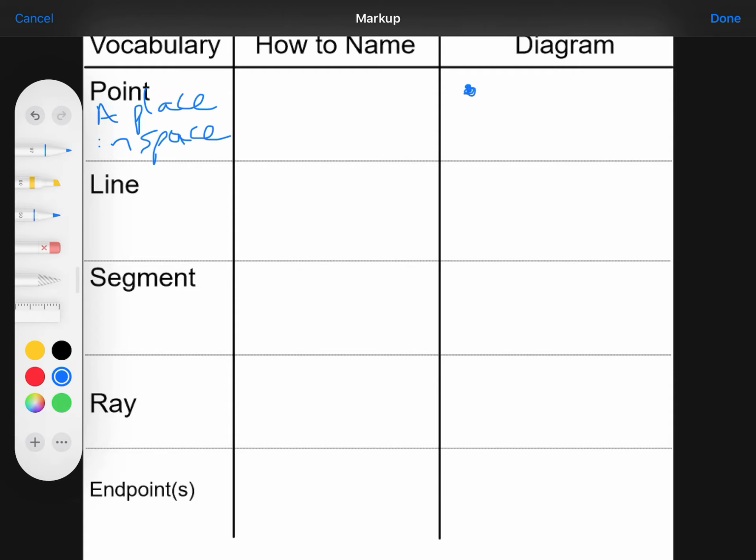If you can envision right now your big toe on your right foot, and whether it's touching the ground or your bedding or your sock or a shoe or something, that place right where it's touching, right where it's located, that's a point. How do you name it? You name it with a single capital letter.